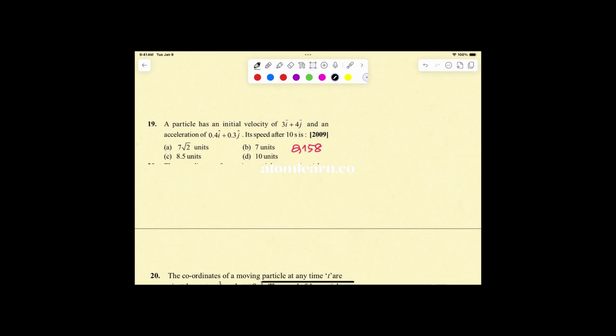The particle has an initial velocity of 3 i cap plus 4 j cap, and the acceleration is also constant, 0.4 i cap plus 0.3 j cap. Find its speed. Now it is the u plus at formula in vector terms. Therefore u plus at is 4 plus 3, so this becomes 7 i cap plus 7 j cap, which is 7 root 2 units. Understood?